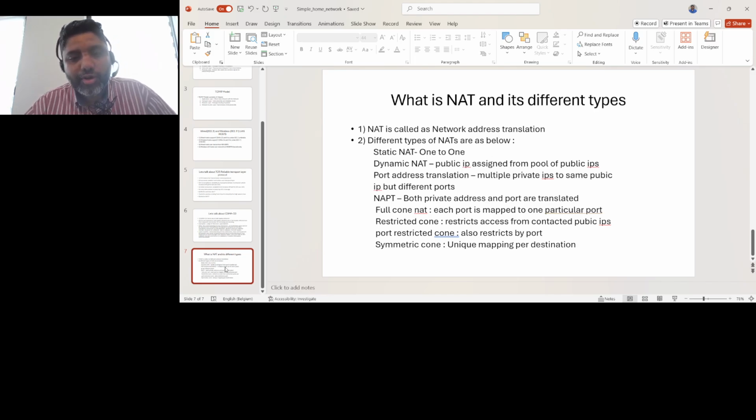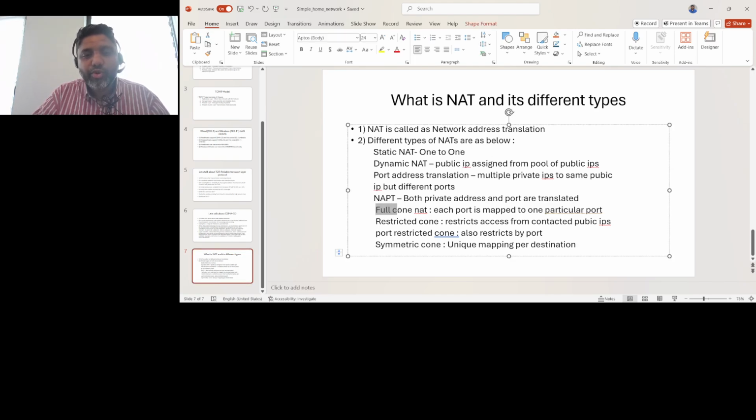Depending upon the use case, the restriction level is adapted much more. These are static NAT, dynamic NAT, port address translation, and network address port translation. These are the generic NAT types, but they can be categorized more in depth by applying more restrictions per port or per IP. So let's see what those restrictions are.